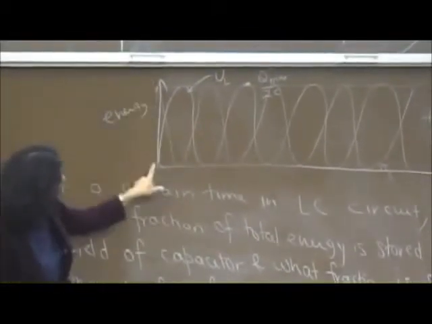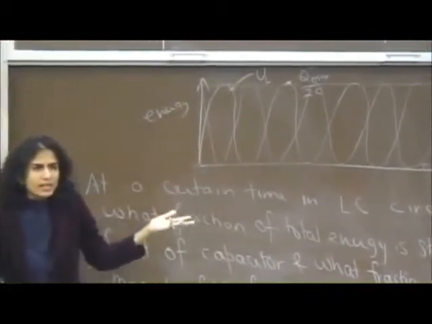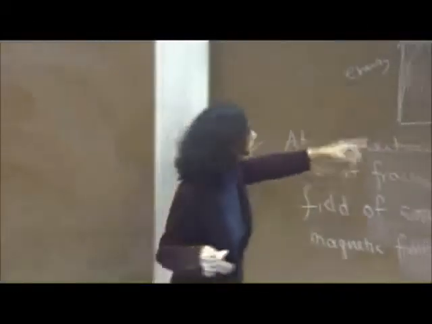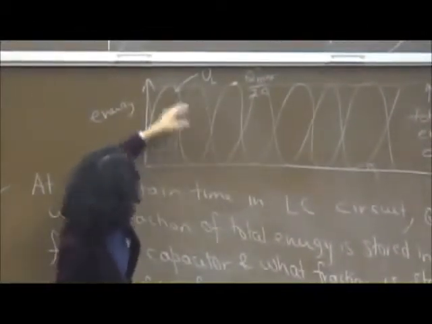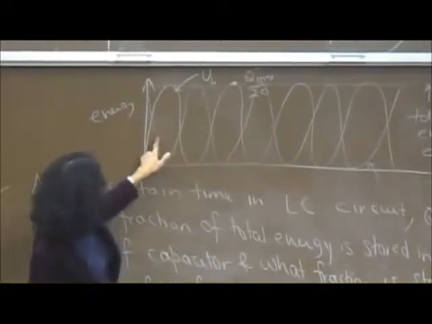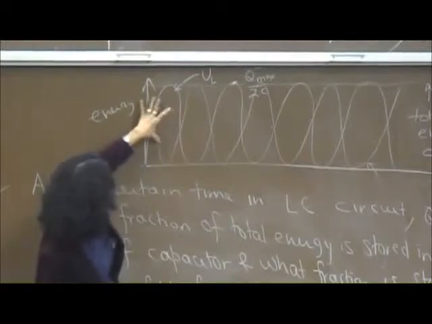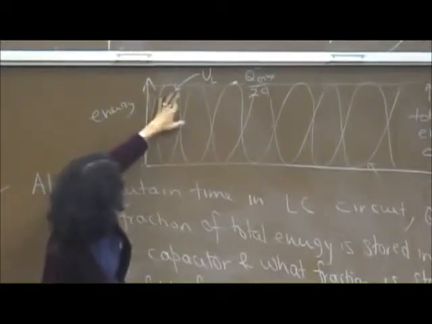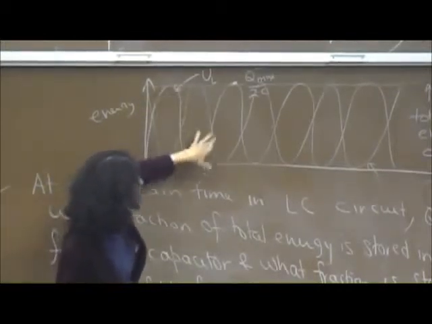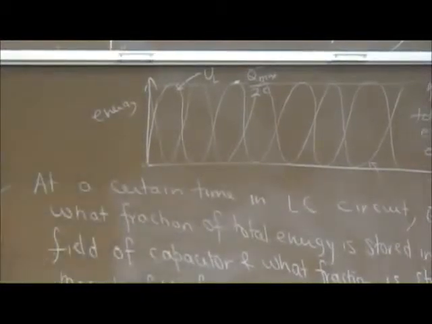Total energy is only in the capacitor. Inductor has zero energy, right? Or any other point, you can see any other point will be the same, right? Because at this point, if the capacitor has a certain energy, the inductor will have a certain other energy, such that if I add it, it gives me the same total. If I add this and this, I get the same total, right? Is this making sense, that this is the total energy?